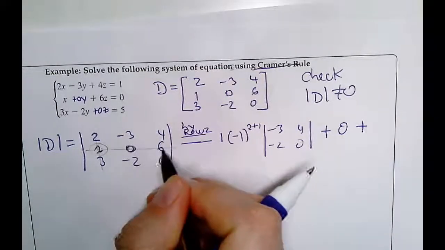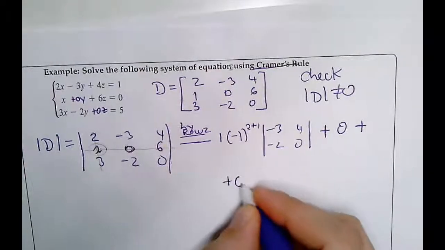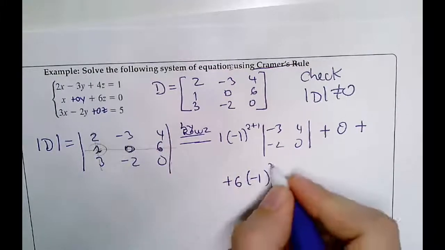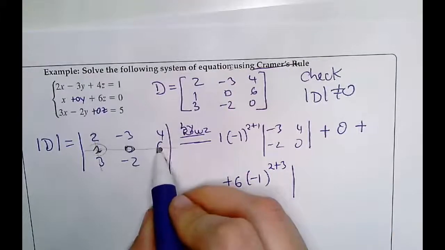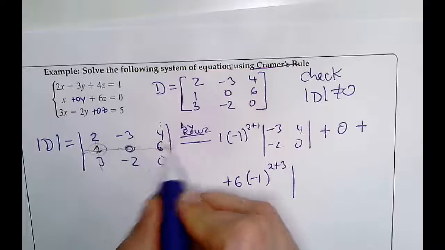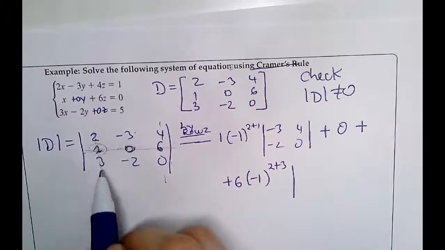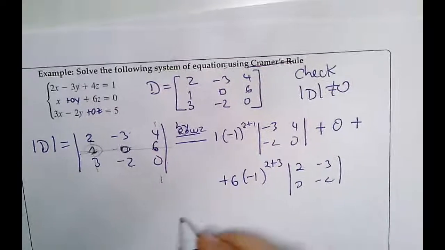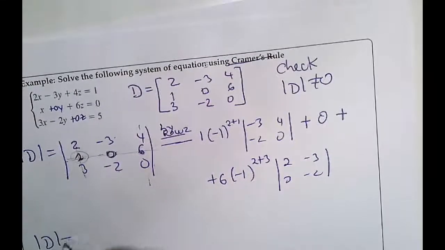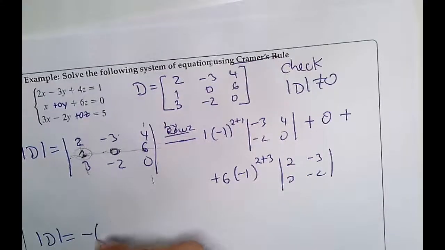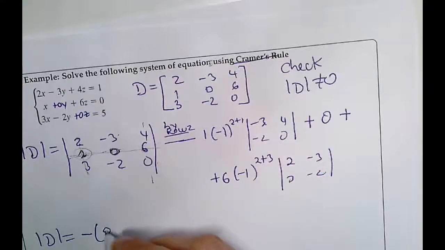And then the third element is 6, so it's going to be plus 6 times -1 to the 2 plus 3, since 6 is in row 2 and column 3. If I remove the column corresponding to 6 and the row corresponding to 6, then it's 2, -3, 3, -2. There you go. So then the determinant of D is going to be equal to -1 to the 2 plus 1, which is negative. So it's going to be minus, -3 times 0 is 0, minus 4 times -2, so minus -8.